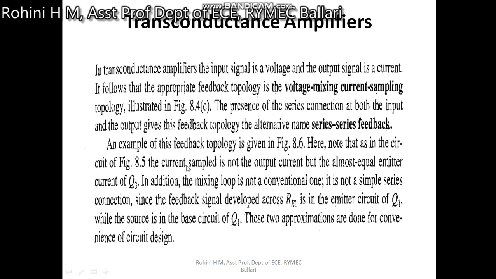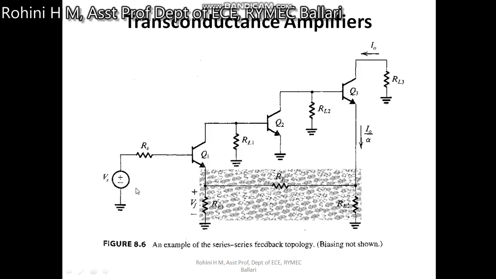Note that in this circuit, the sampled current is not the output current but almost equal to the emitter current of Q3. This is the BJT transistor. Here we are considering the emitter current as our output current.